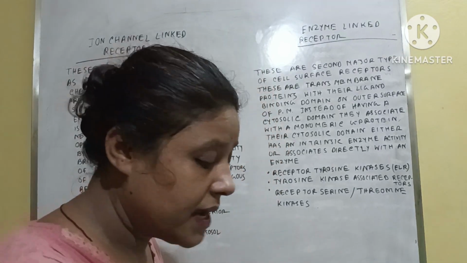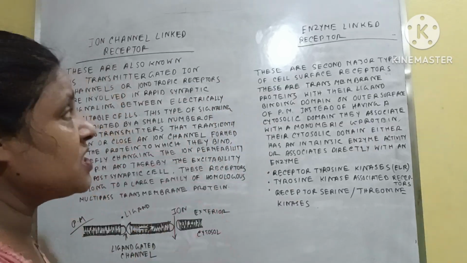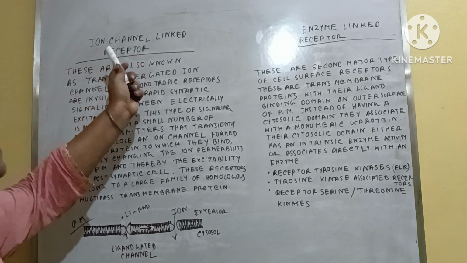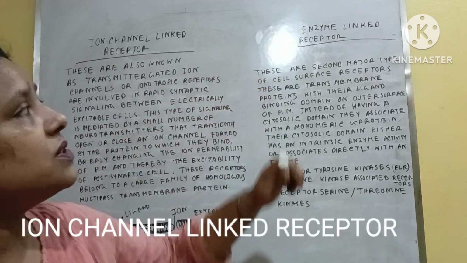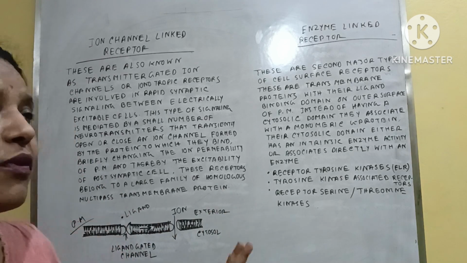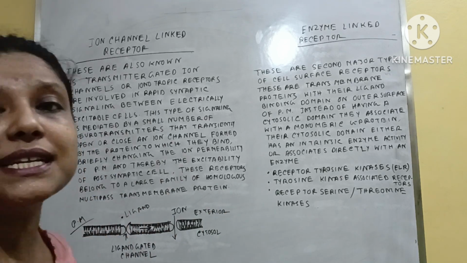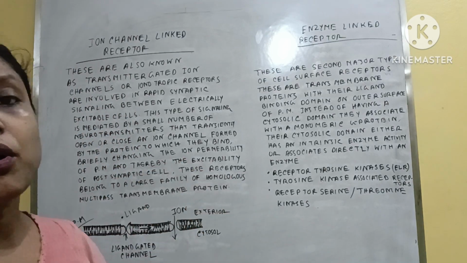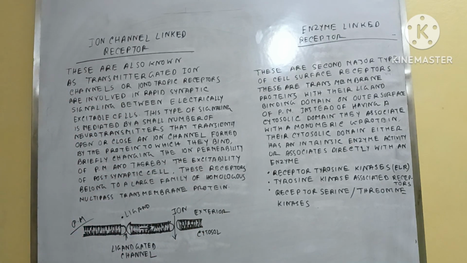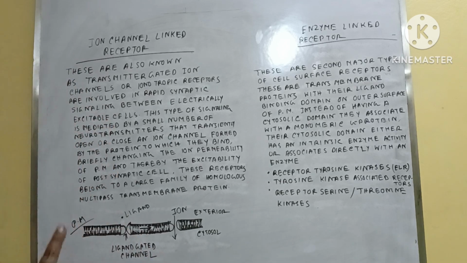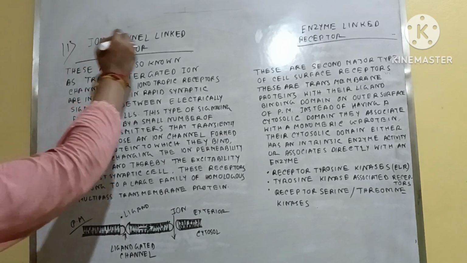Today's video is related to cell signaling. Here I will briefly describe the ion channel linked receptor and the enzyme linked receptor. These are two more receptors responsible for the cell signaling process. In my previous video I already explained the GPCR receptor, so you can check that out. These other two types of receptors are involved in the cell signaling process.